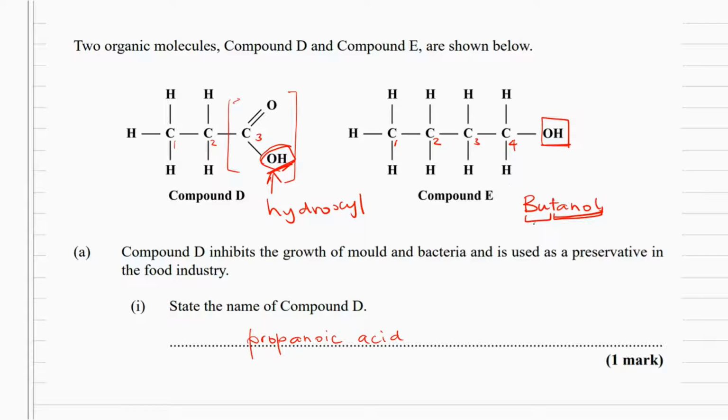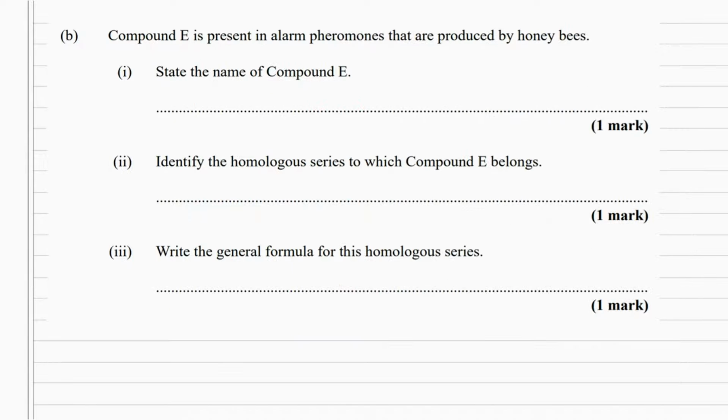So, of course, the prefix is based on the number of carbon atoms present in the molecule, and the suffix is based on the homologous series or the functional group that is present, right? So compound E is butanol. It says also to identify the homologous series to which compound E belongs. I already stated this: alcohols.